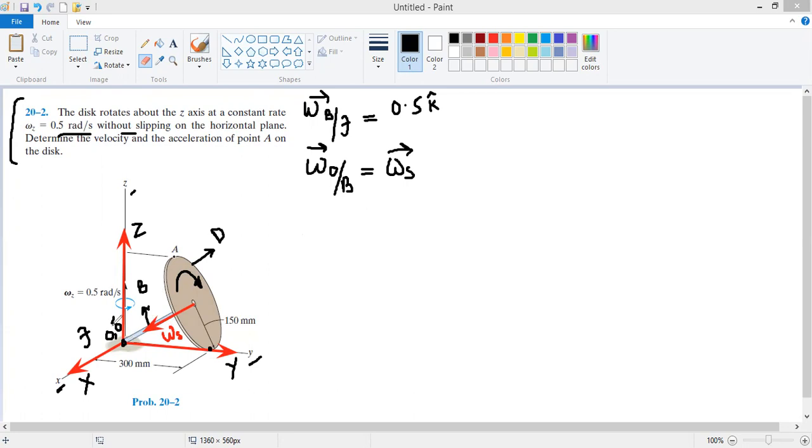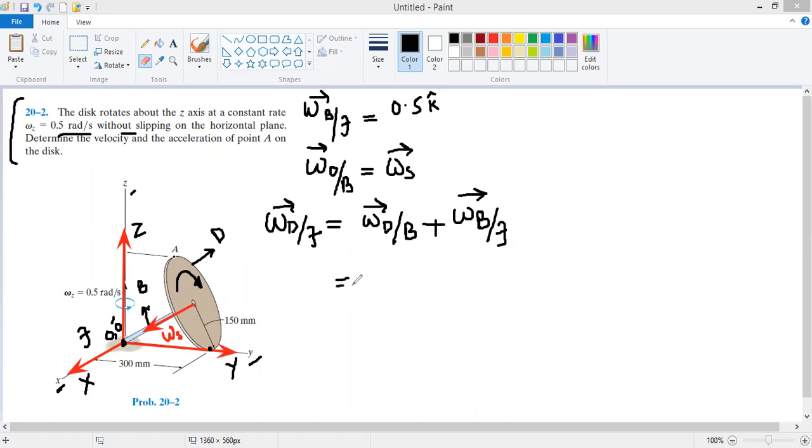Now we have to find the velocity and acceleration of point A with respect to the ground. We know from the addition property of angular velocity that the angular velocity of the disk with respect to the ground frame of reference is equal to the angular velocity of the disk with respect to the bar frame of reference plus the angular velocity of the bar with respect to the ground frame of reference. This is how it works. This is from the addition property of angular velocity. Okay, that's equal.